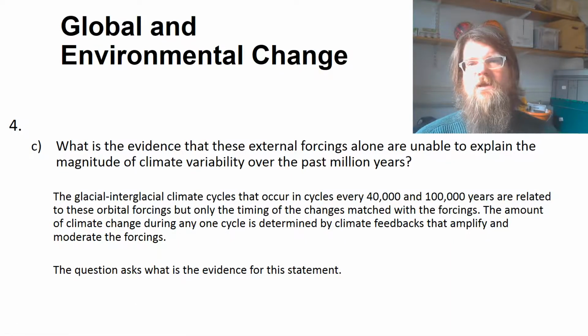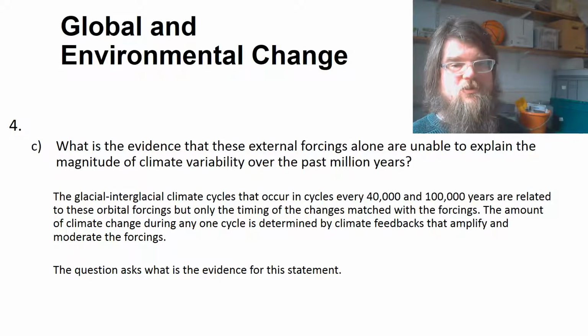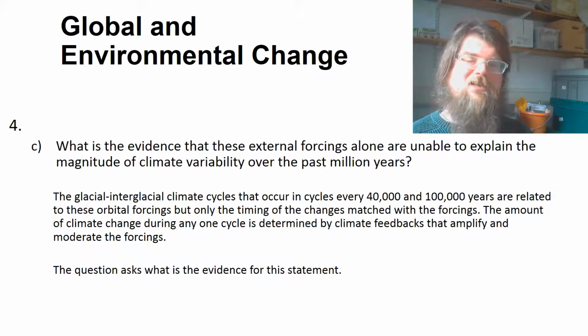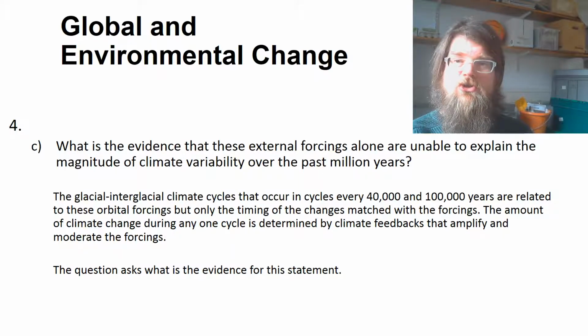So the last part of this question was really asking you to think about how we actually get from those orbital forcings to the actual climate change we have. The question is, what is the evidence that these external forcings alone are unable to explain the magnitude of climate variability over the past millions of years?